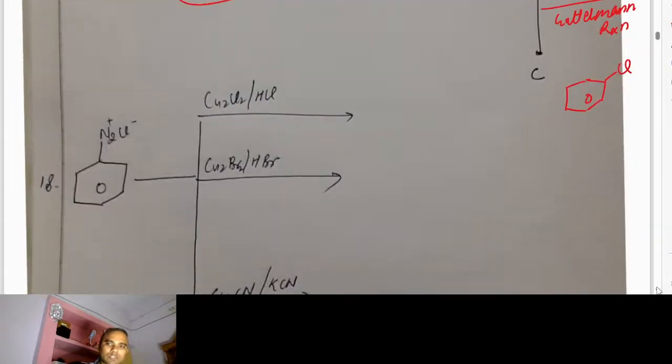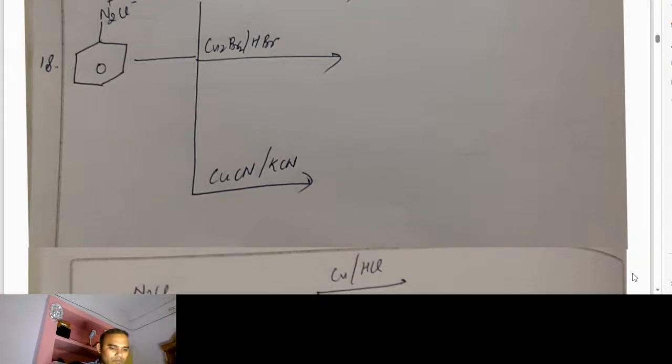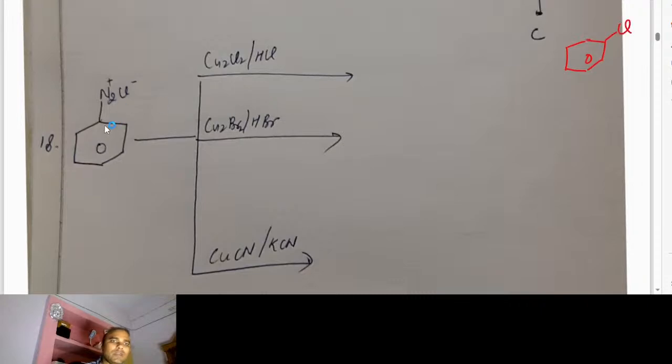Now let us move on to question number 18. What can you expect here? In question number 18, they have given three reactions altogether. So here you see the N2Cl. Cu2Cl2 in presence of HCl, what is it going to give? Here, all are examples of the Sandmeyer reaction.